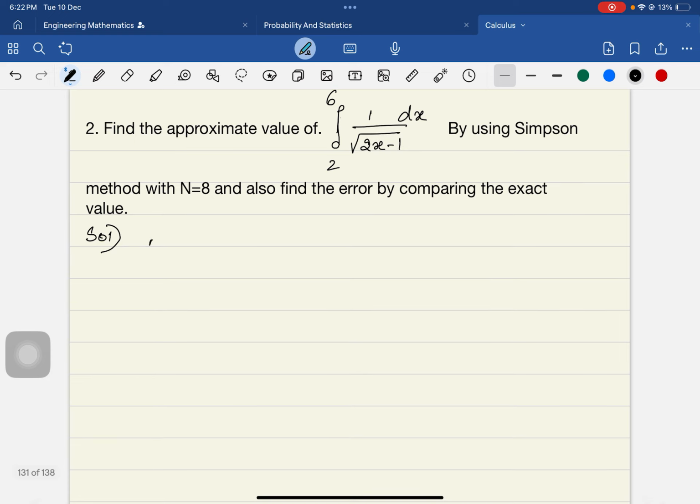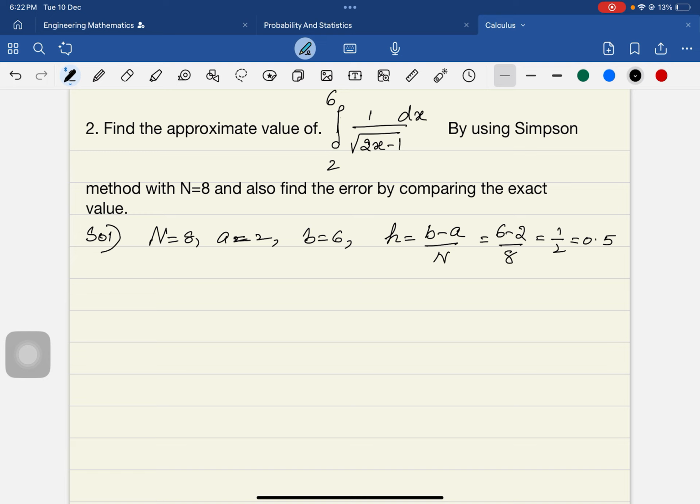Now n is equal to 8 here, and a is 2 here, and b is 6. So what is h? h is b minus a by n. So that is 6 minus 2 by 8. That means 1 by 2, that means 0.5. That is your h value.